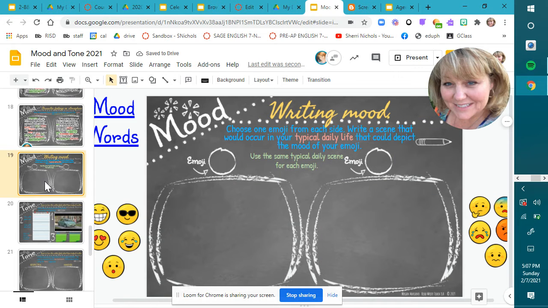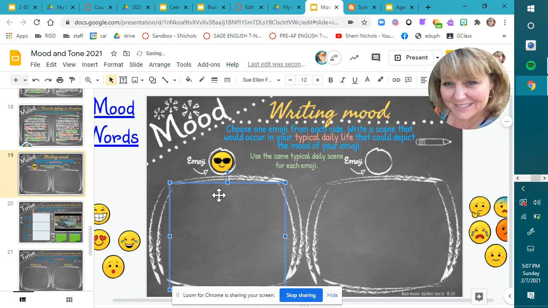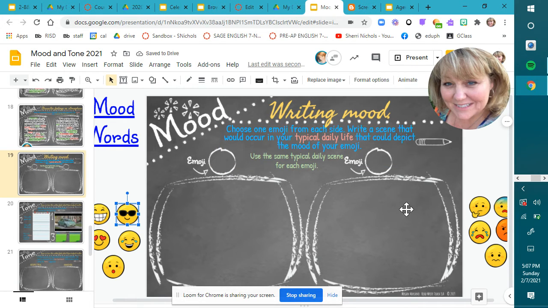And then we have, you're going to write some mood. Choose one emoji from each side and write a scene that would occur in your typical daily life that would depict the mood of your emoji. So use the same typical daily scene for each emoji. So if I'm on this side, I'm going to pick one, scoot it over. So this emoji is kind of cool and laid back. You're going to tell the story of a scene that would occur in your typical daily life that would fit the cool, laid back. And then on this side, you'd choose one, same thing, that would fit one of these emojis.